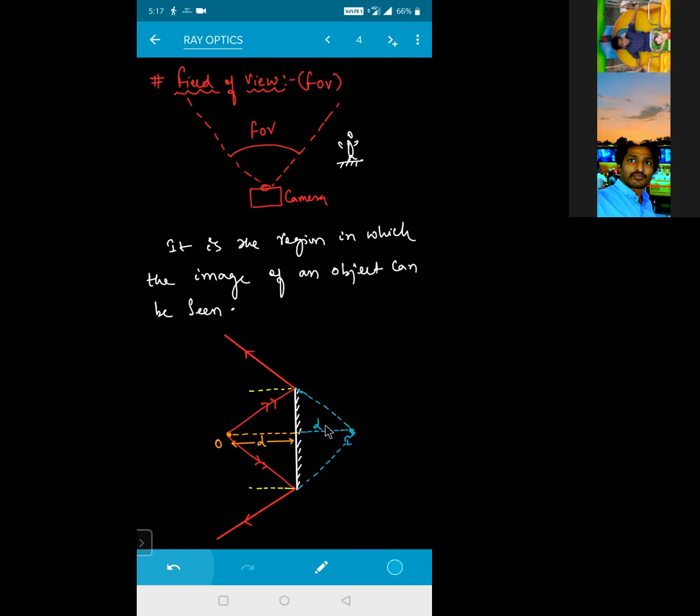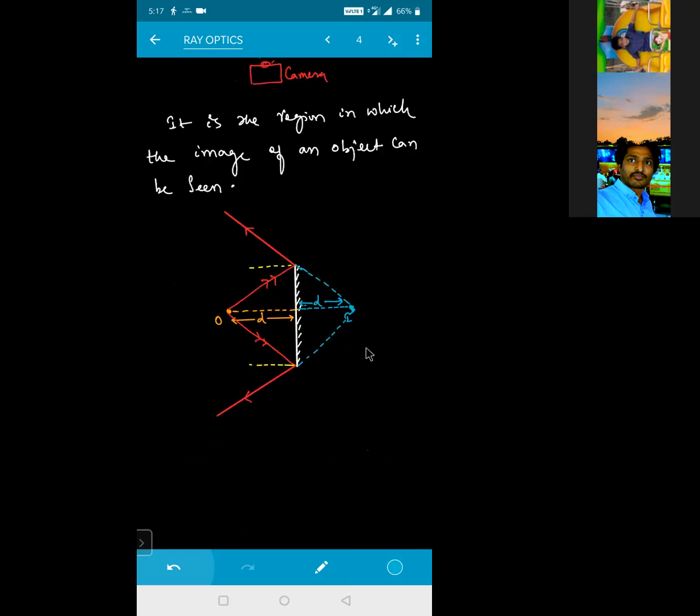This distance will also be equal to what, beta? D. Both of them are equal. That means I can see this image. This is your image. I can see this image. If I'm standing here, can I see it? No, sir. If I'm standing here, can I see it? No, sir. Because this person is not in the field.